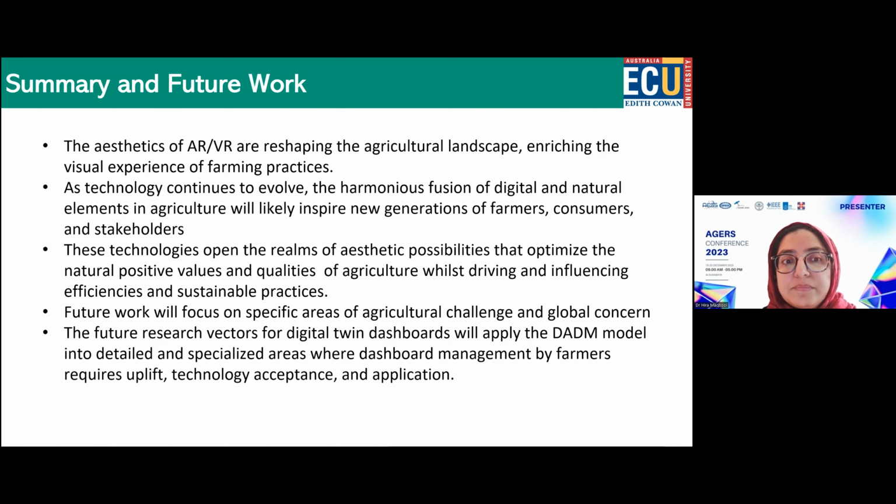The future work of this study will focus on specific areas of agricultural challenge and global concerns. This will also include digital twin dashboards, where we are going to apply the DADM model to detailed and specialized areas where dashboard management by farmers requires uplift, technology acceptance and application, especially using handheld mobile phones or handheld devices.